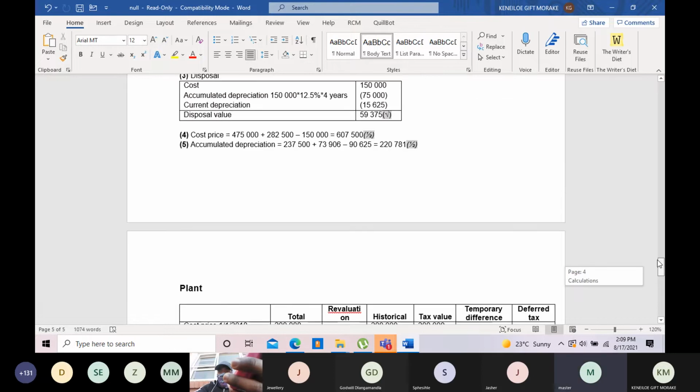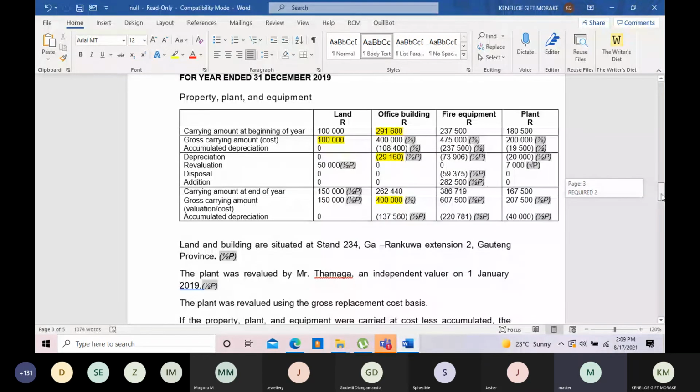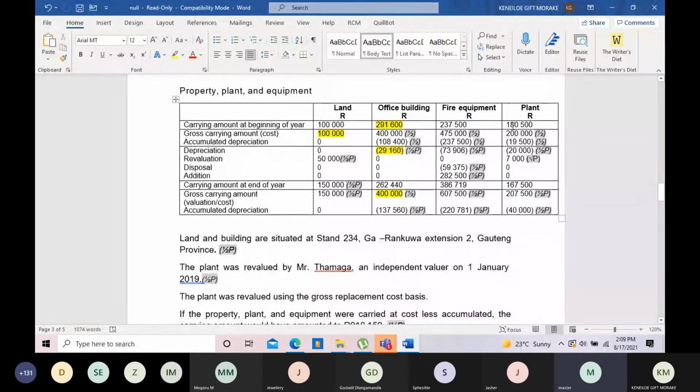I'm going to take the questions now. I'm trying to finish off this thing real quickly. When you check there on your PPE, you can see that the balance at the beginning was 180,000, after saying 200,000 minus 19,500. So the amount that you got from your gross replacement value, you must get the difference between these two amounts. Meaning you're going to say 187,500 minus 180,500. You're going to get the revaluation surplus.